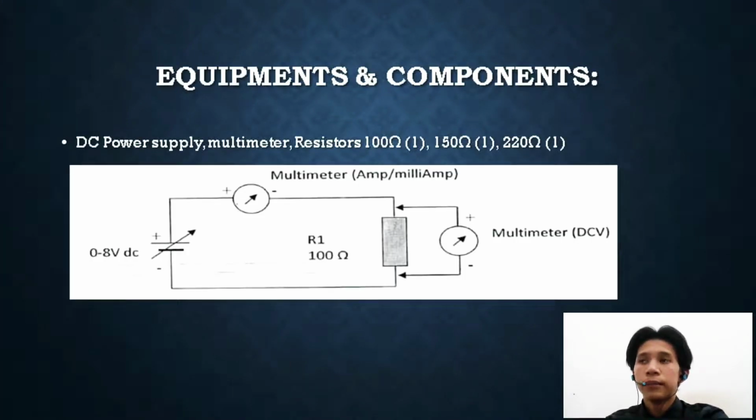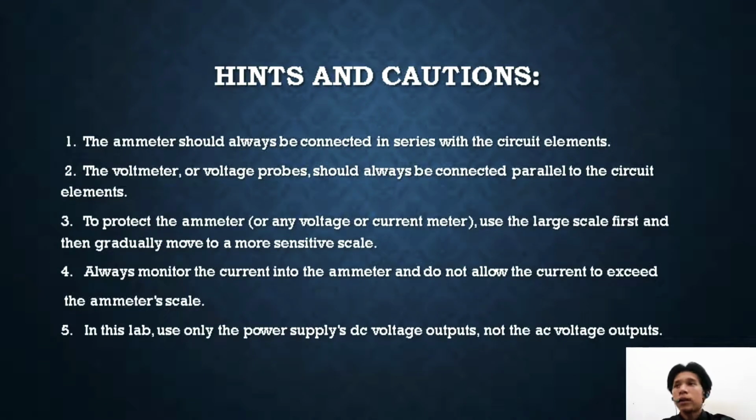Equipments and components. First, we need a DC power supply, multimeter, resistor 100 ohms, resistor 150 ohms, and resistor 220 ohms. Hint and caution: Number 1, the ammeter should always be connected in series with the circuit element. Number 2, the voltmeter or voltage probes should always be connected parallel to the circuit element.